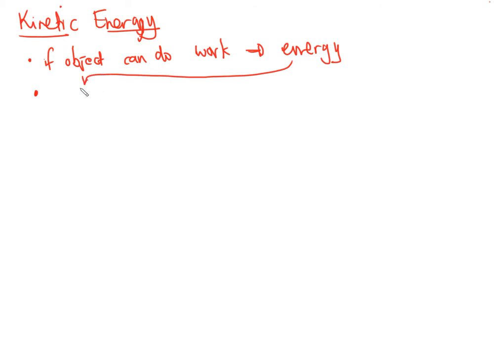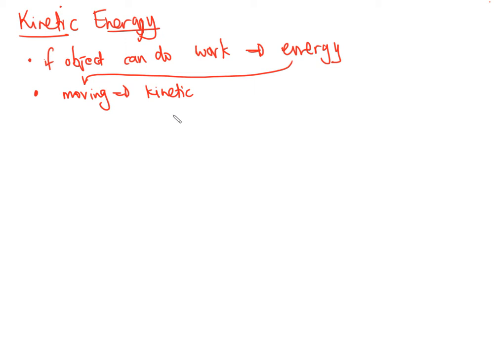So first part is going to be: if an object can do work, we say the object has energy. And if that energy is coming because it is moving, we call that type of energy kinetic, right? We call that energy kinetic.